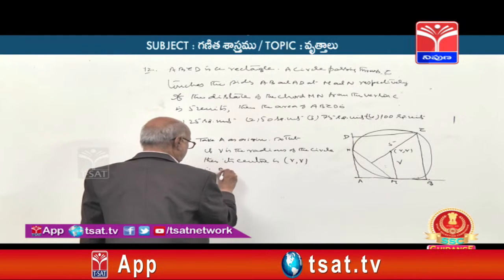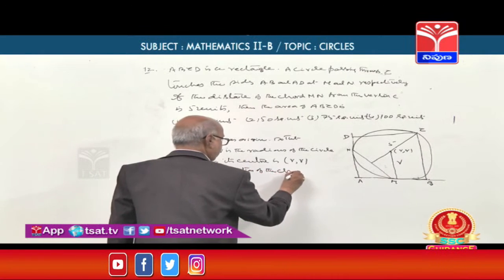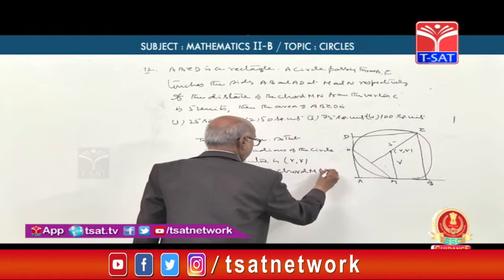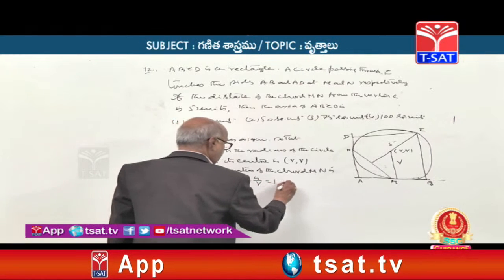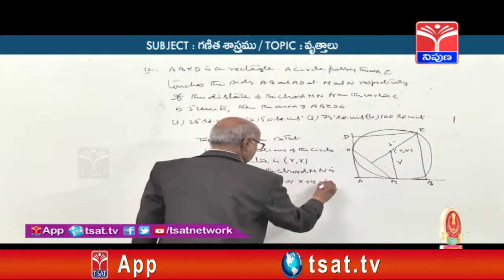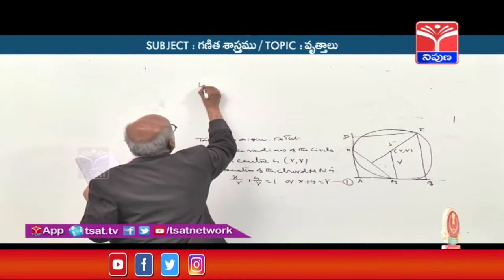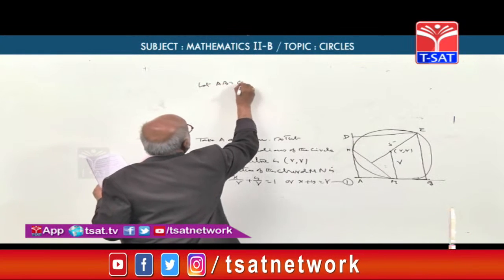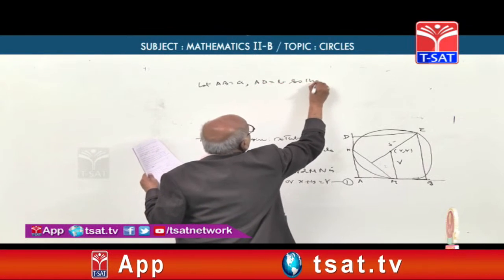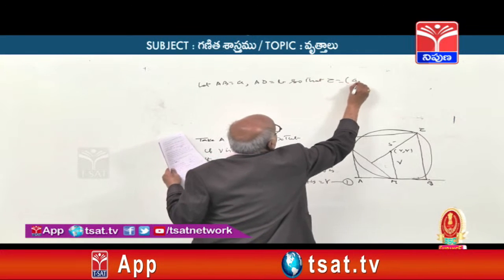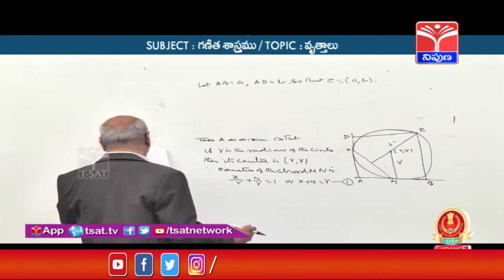Therefore, the equation of the chord MN is x by r plus y by r is equal to 1, or x plus y is equal to r. So, that is number 1. Now, let AB is equal to a and AD is equal to b, so that the vertex C is a comma b. Okay? Right.